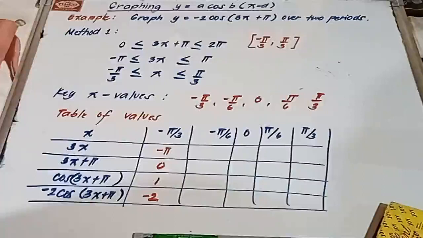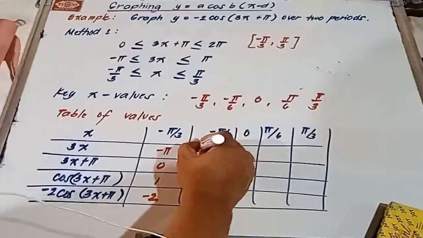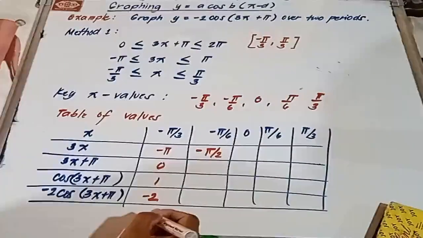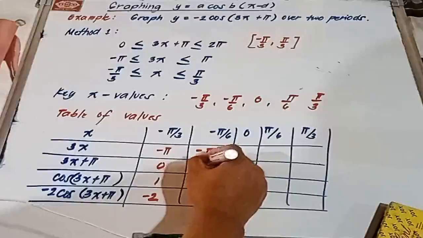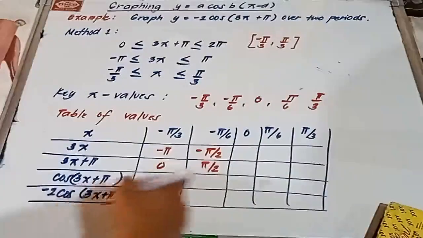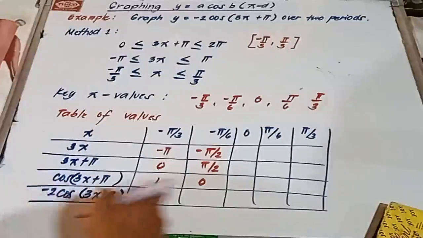Okay. Next, negative pi over 6 times 3 is negative pi over 2. Negative pi over 2 plus pi is pi over 2. Cosine pi over 2 is 0. Okay. And negative 2 times 0 is 0.